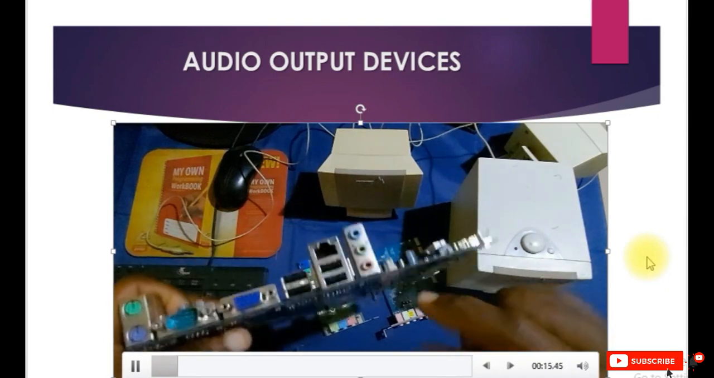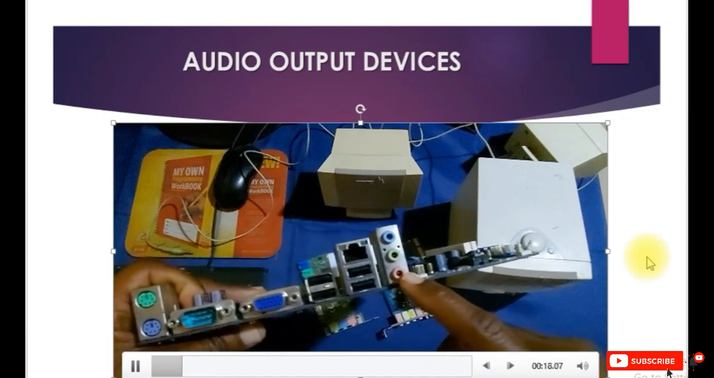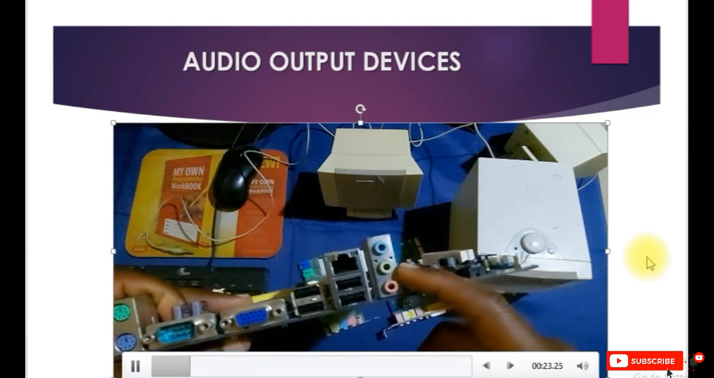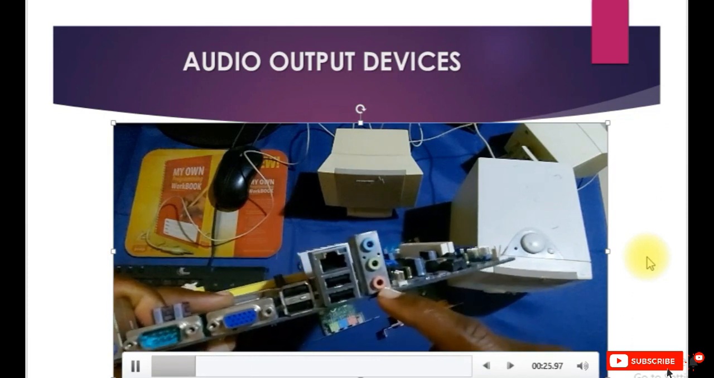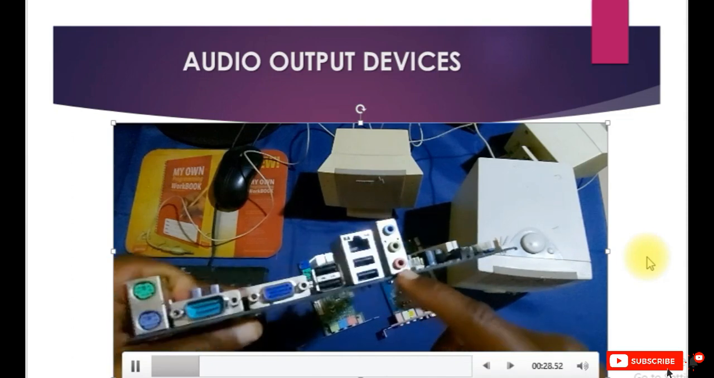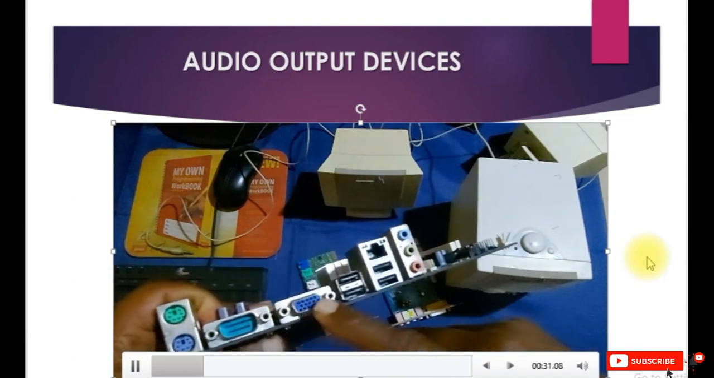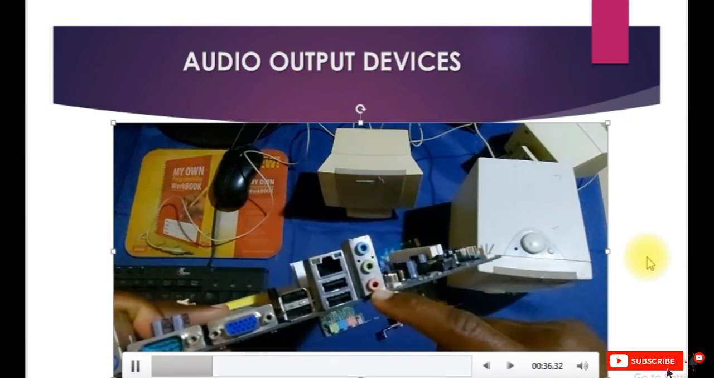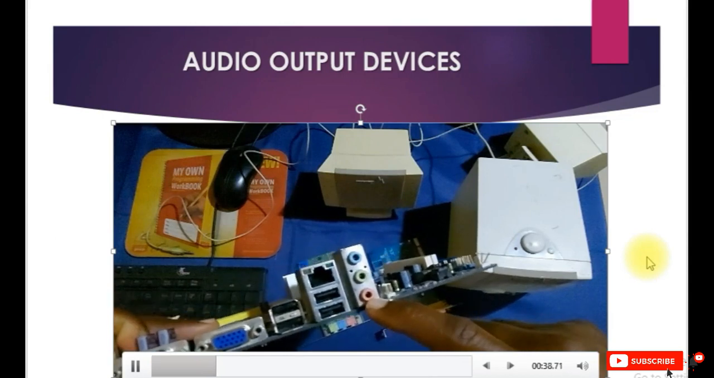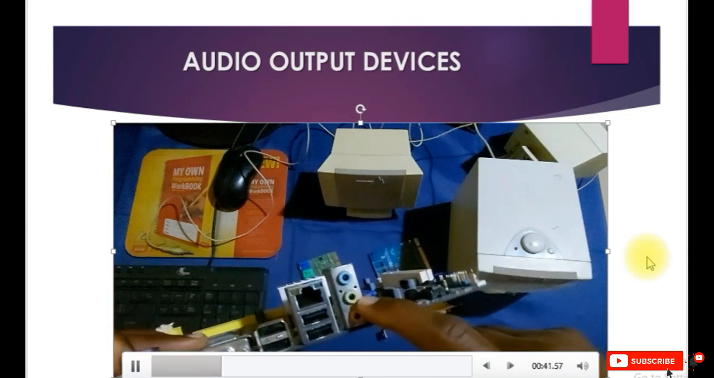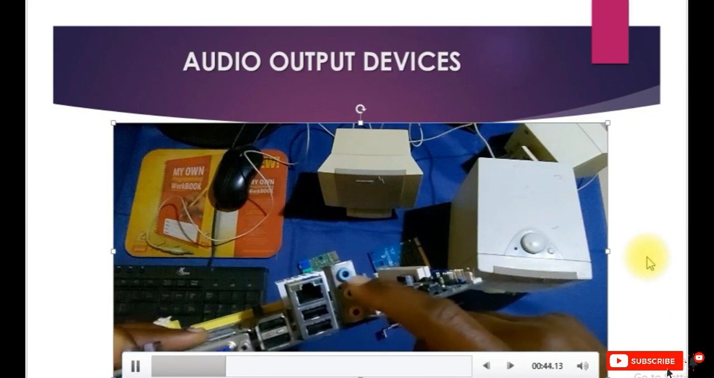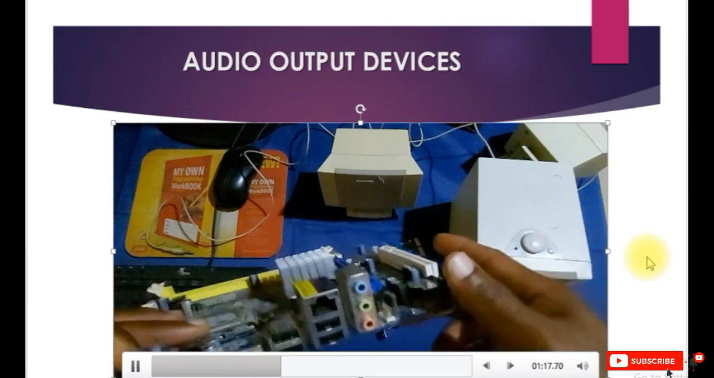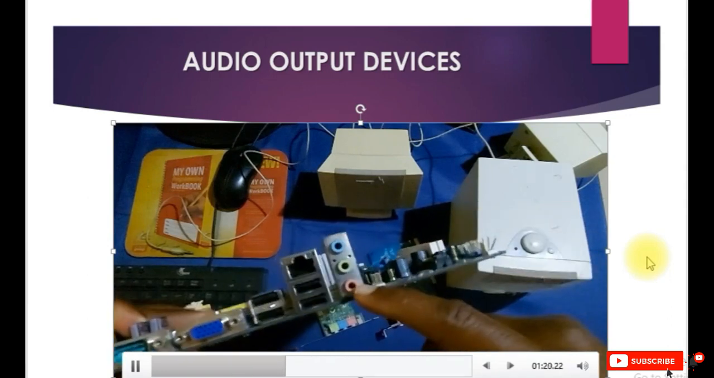Alright, so right here on this motherboard, this component here is the sound card. If you have a desktop computer and look at the back, you'll see ports similar to what you're looking at here on this motherboard. This pink port here would be for the microphone. This would be for the speakers, so that's out. And the blue one here would be line in.